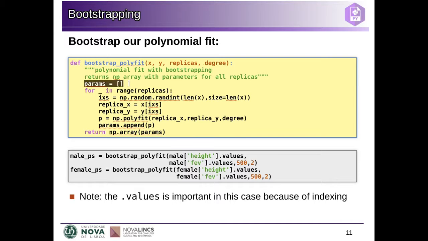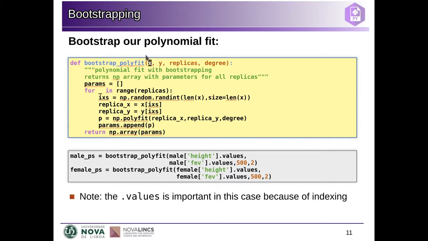And now we start with an empty list to store the parameters we get for each replica. For all the replicas we want, note that we don't really care what the index of each replica is, but we want to do this as many times as is specified here, for example, 500 times. So for each replica, we're going to create a random array of integers that goes from 0 to the length of our data, so how many data points we have, and has as many values as the data we have.